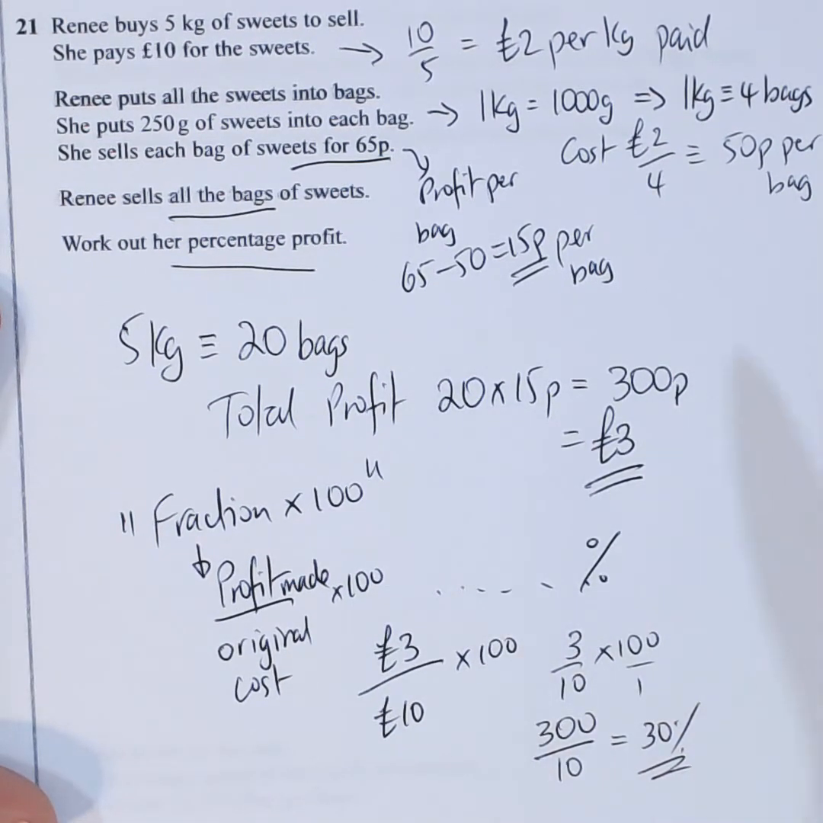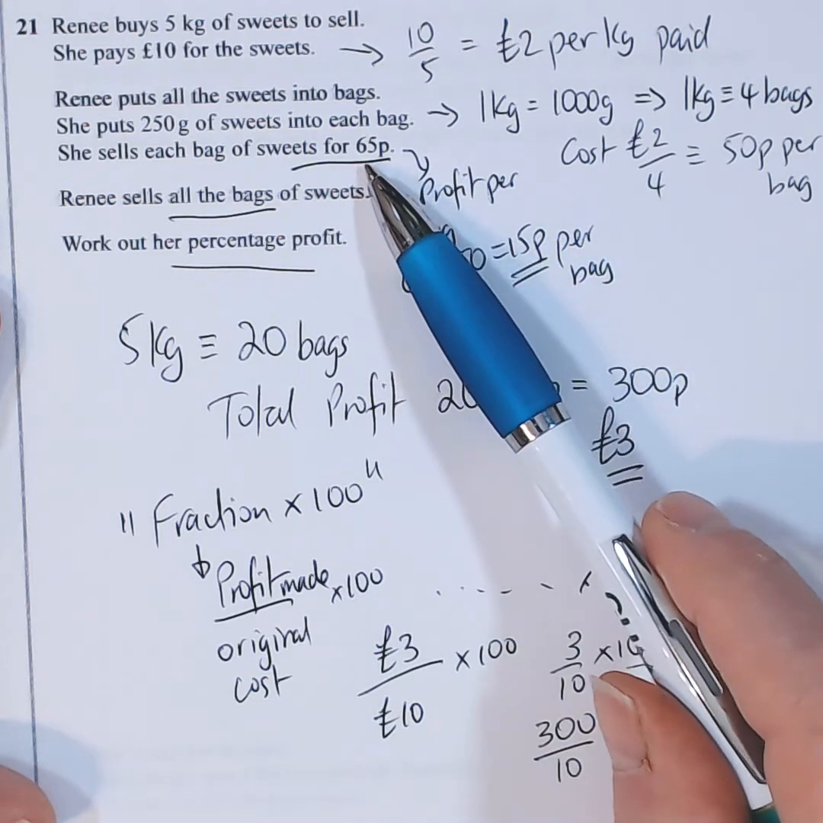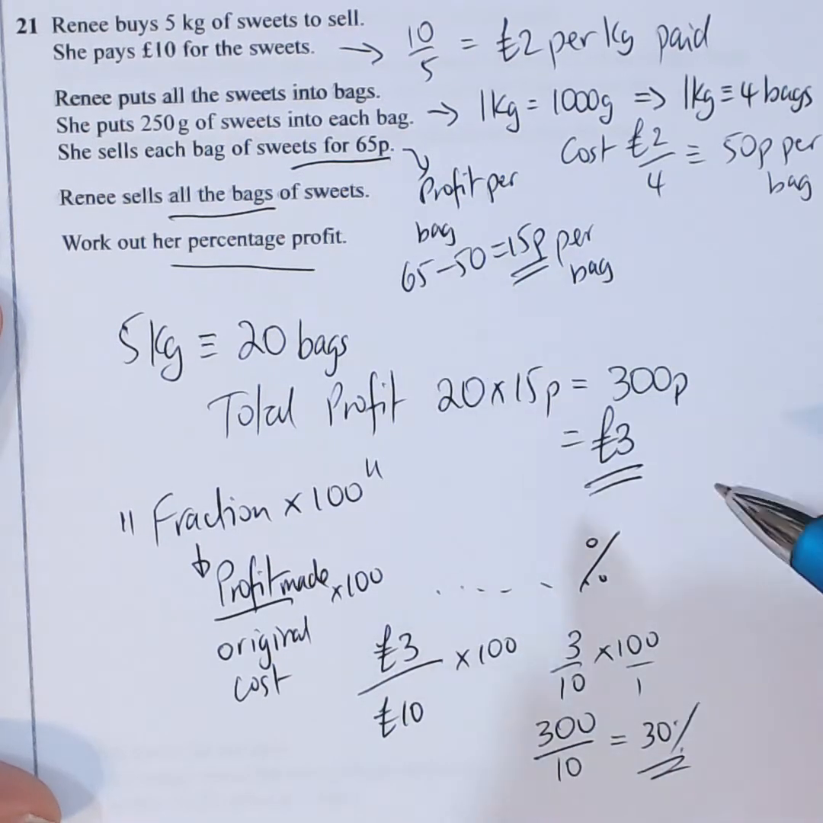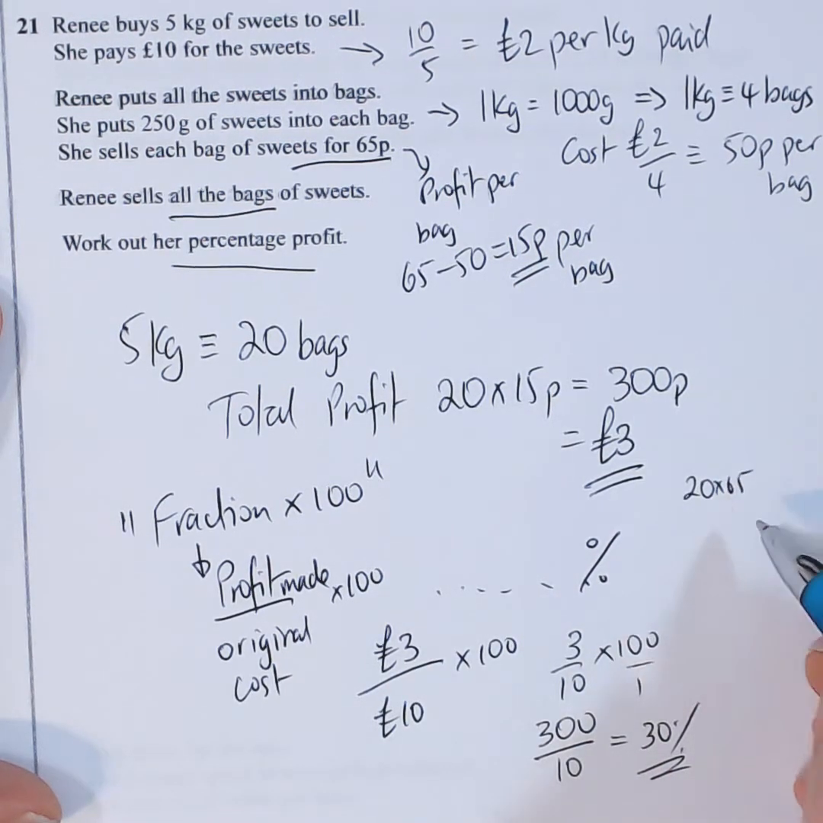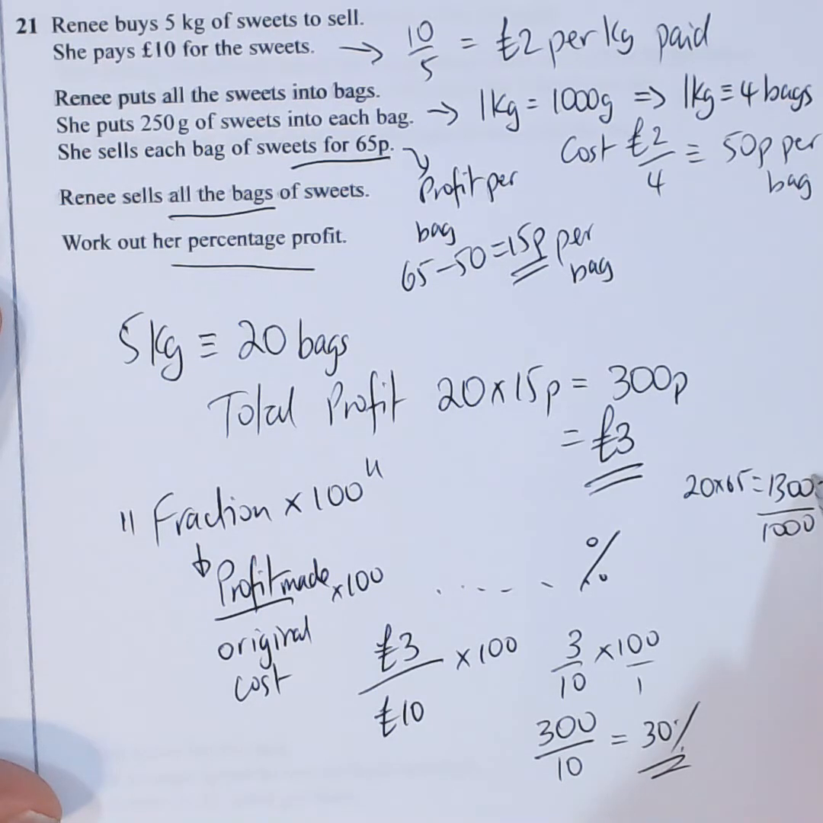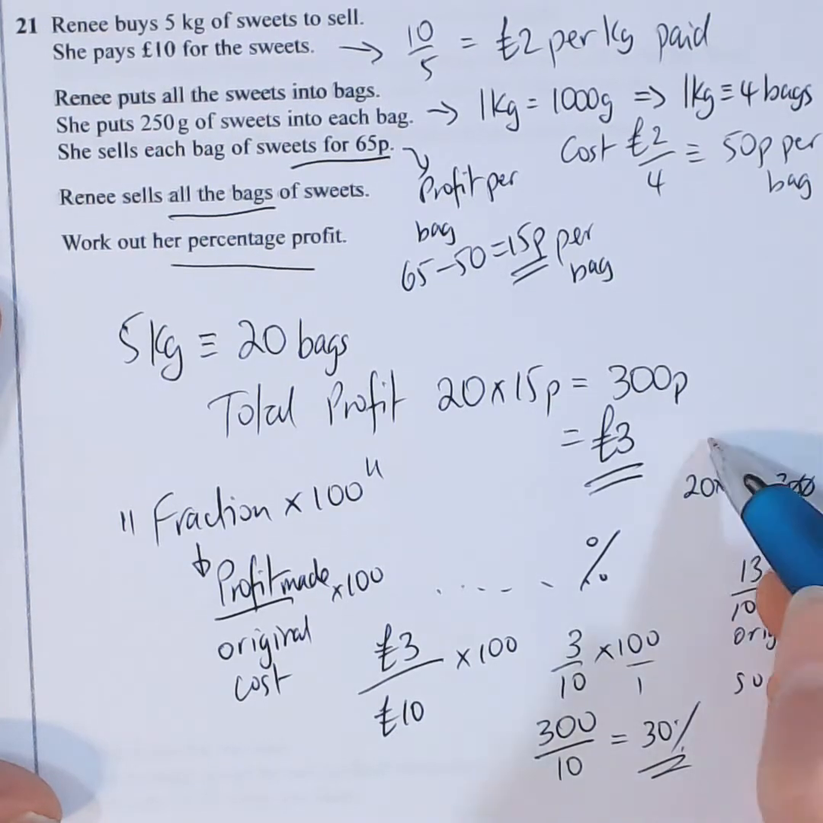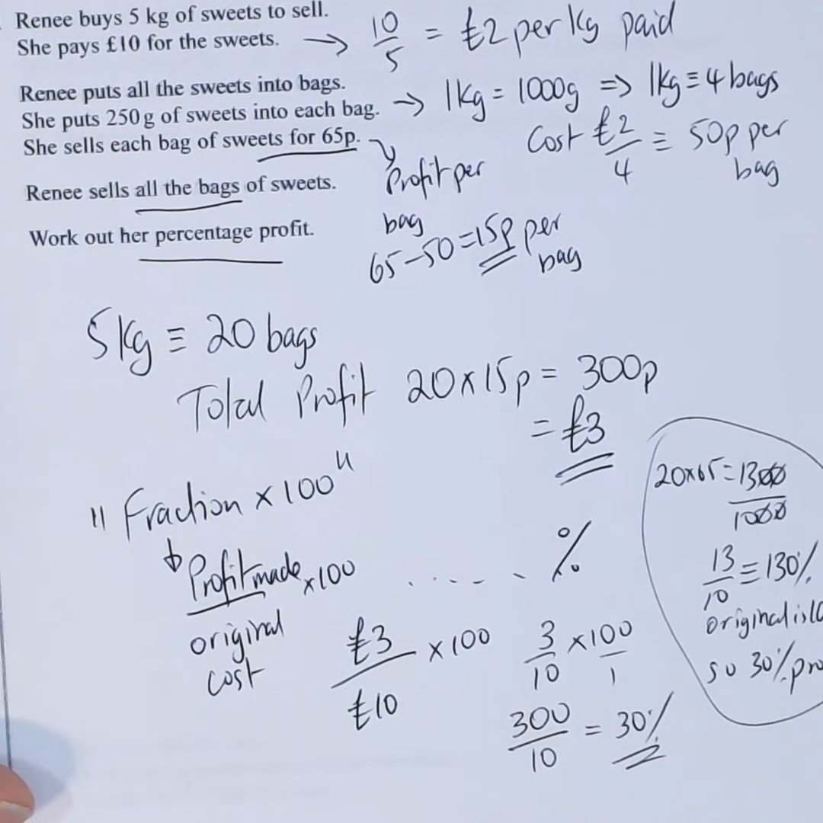There are other ways. You could have worked out the total cost, the total sales. So you could have done 20 times 65, which would have been 1,300. The cost of it was 1,000, and then we could see that this would cancel by dividing by 100, divide by 100. So we end up with 13/10, which is equivalent to 130%. The original is 100%, so 30% profit. So that's one alternative method.